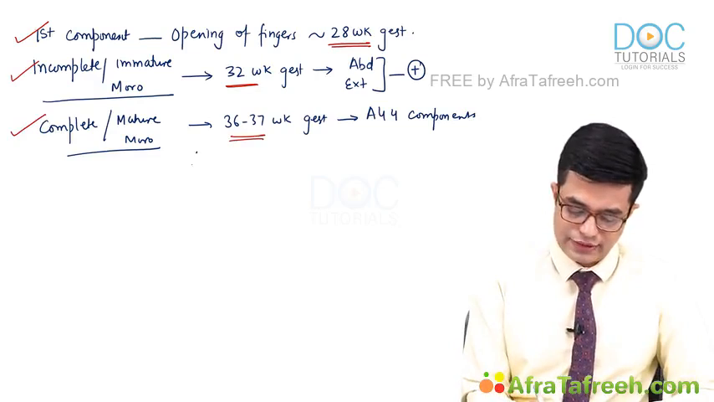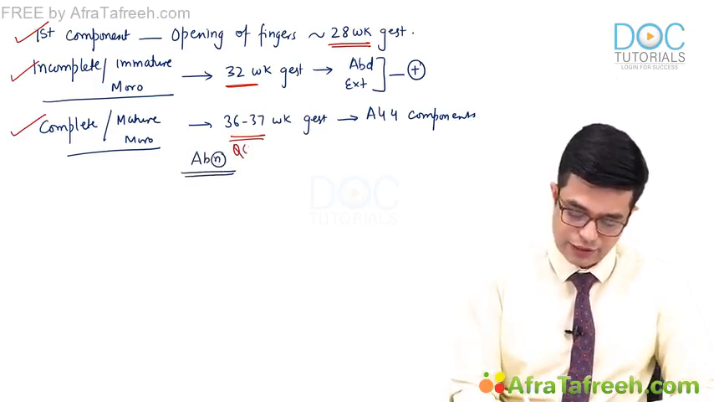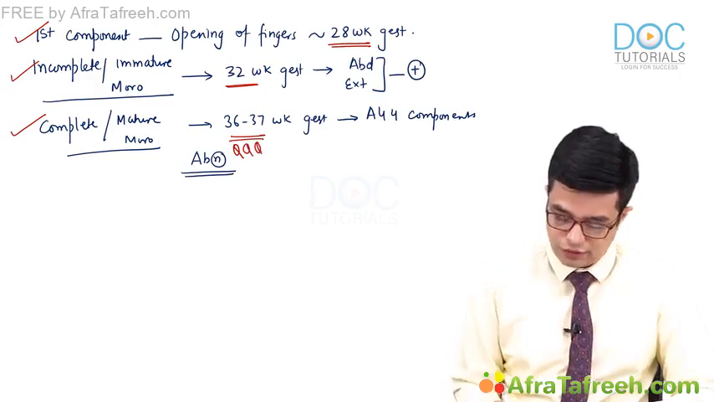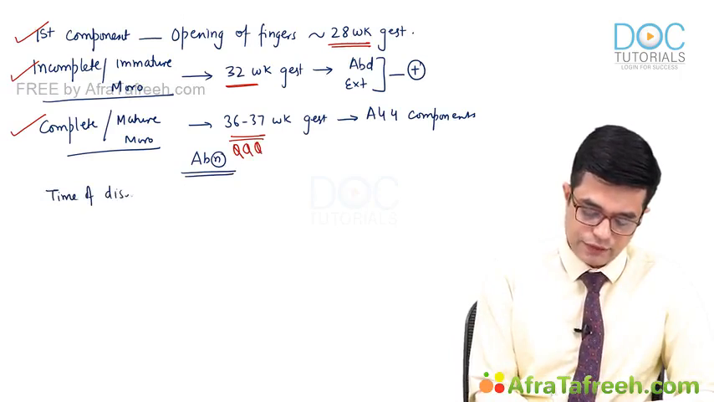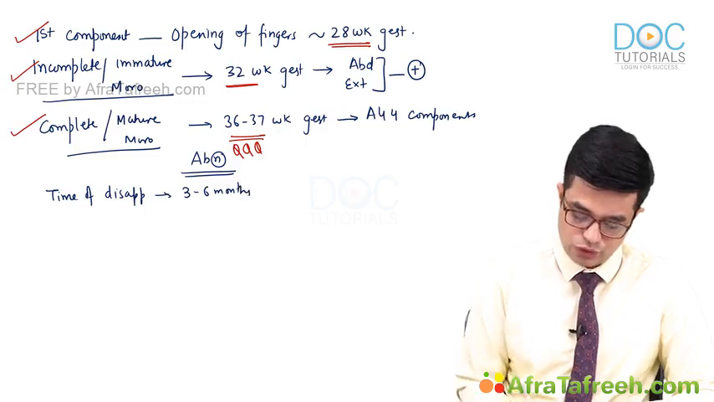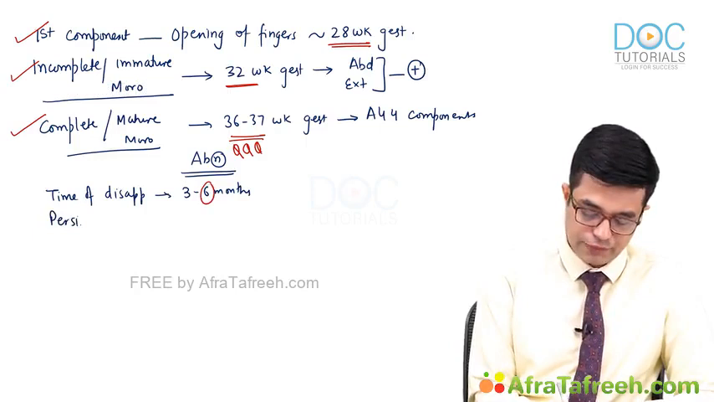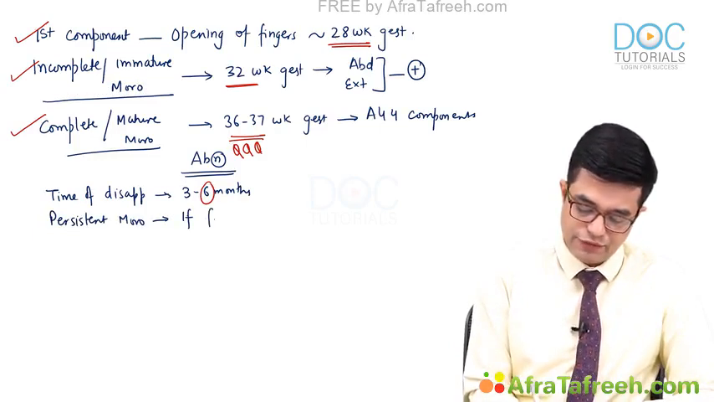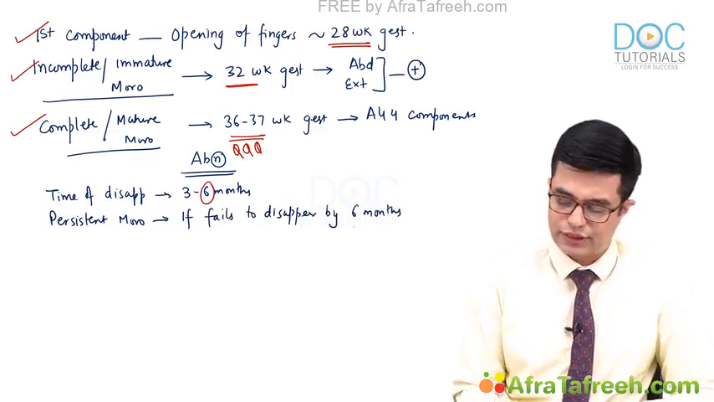What are the abnormalities that can be seen and which are asked in exams? Multiple MCQs have been asked based upon this. First of all, what is the time of disappearance? Nelson gives a range between 3 to 6 months. If you have to choose one, the better answer is 6 months. What is abnormally persistent Moro? It is said to be present if it fails to disappear by 6 months of postnatal age.